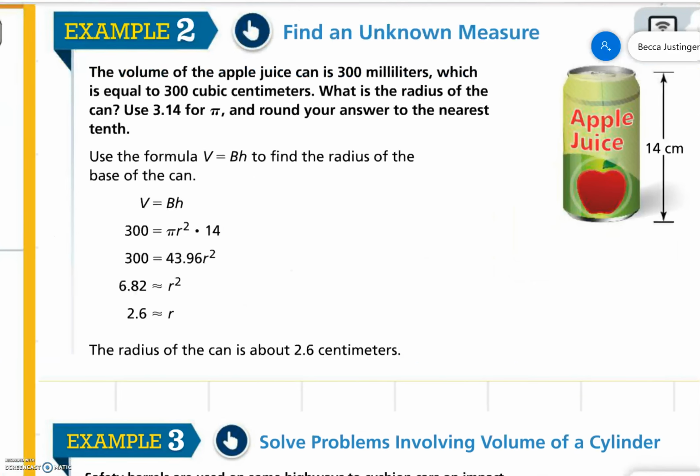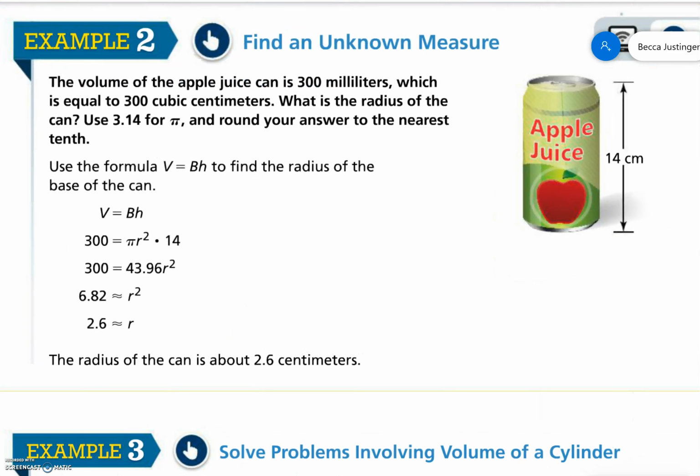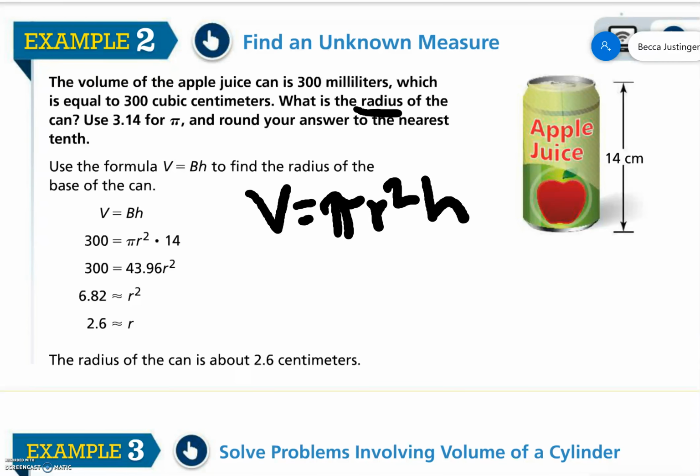Example number 2. Find the unknown measure. The volume of an apple juice can is 300 milliliters, which is equal to 300 cubic centimeters. What is the radius of the can? Use 3.14 for pi and round your answer to the nearest tenth. So we've got volume equals big B times H, but remember big B is the area of the circle, so pi r squared times H. Our problem is we don't know what the radius is. We're trying to find that.